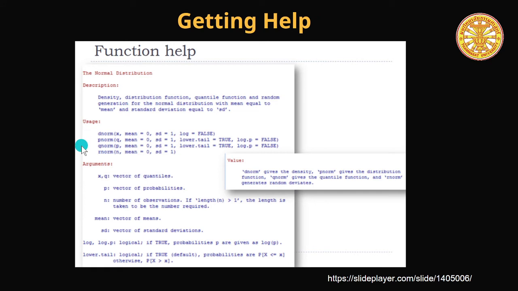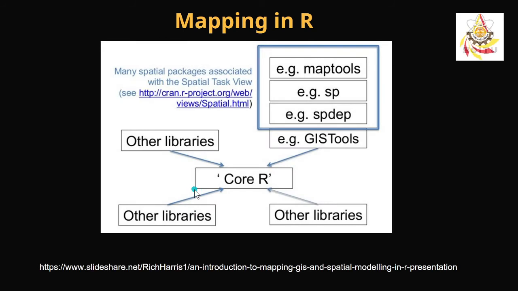It will recommend or help you to check parameters and maybe display how to use that function. If you would like to use R for GIS mapping, we have many libraries like maptools, spatial data, or GIS tools, tmap, like this. We have many spatial packages associated in the spatial task.